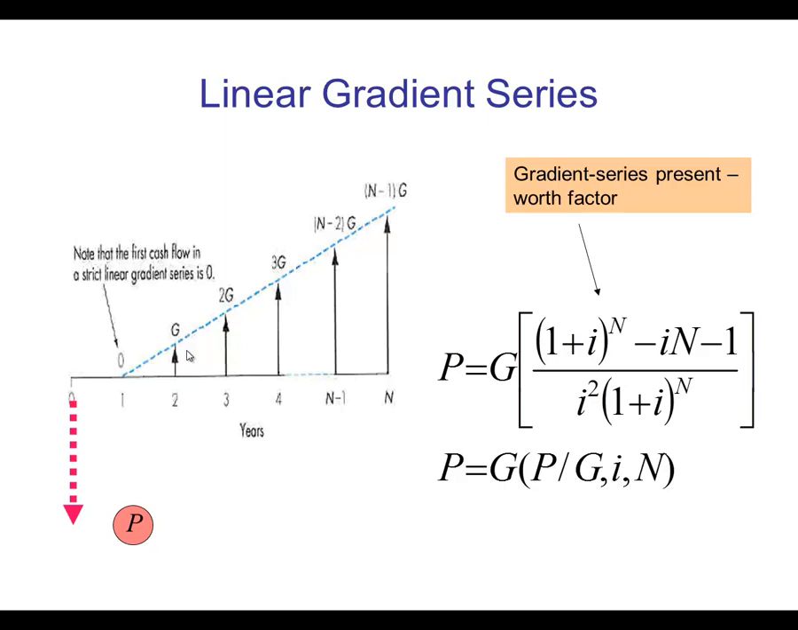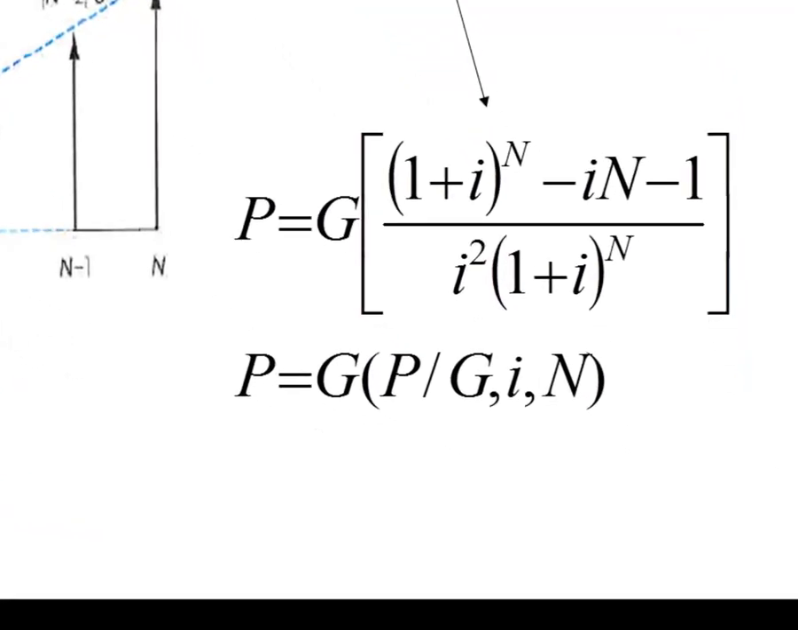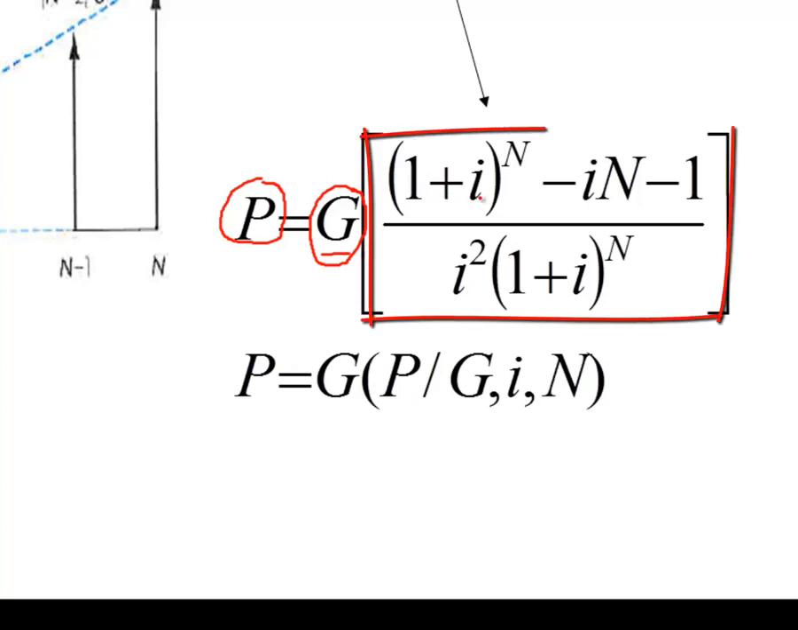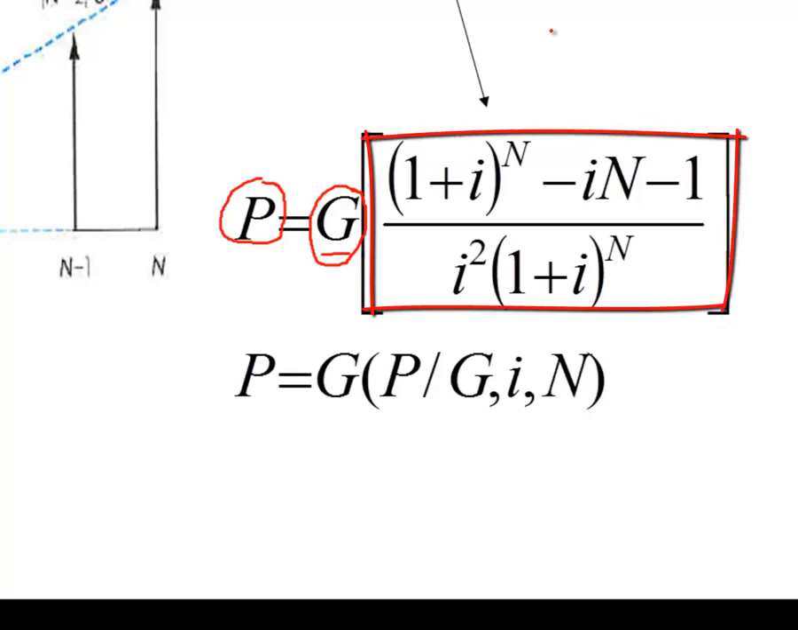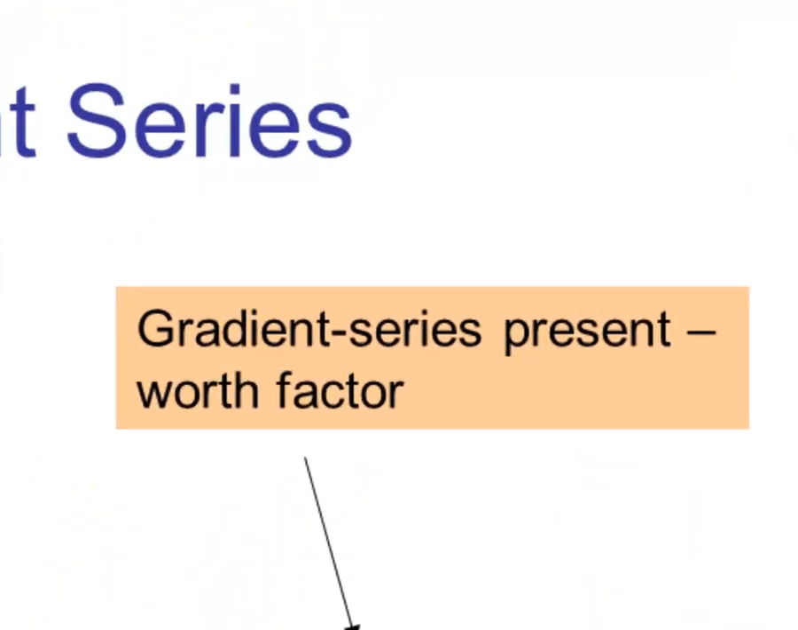Instead of doing each one individually, we can do it with a formula, and the formula will be P, which is the present worth, is equal to G, which is the multiplier, the constant increase, multiplied by (1 plus i to the power n minus i n minus 1) divided by i squared multiplied by (1 plus i to the power n). This value we call the gradient series present worth factor.